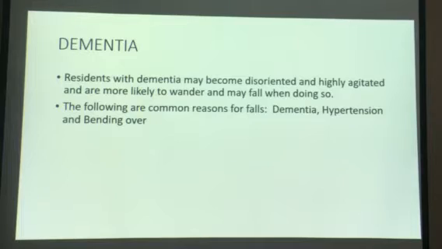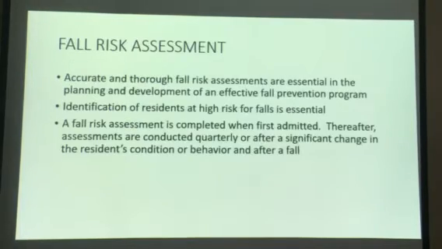Dementia. Residents with dementia may become disoriented and highly agitated and are more likely to wander and may fall when doing so. The following are common reasons for falls: dementia, hypertension, and bending over. Fall risk assessment. Accurate and thorough fall risk assessments are essential in the planning and development of an effective fall prevention program. Identification of residents at high risk for falls is essential.